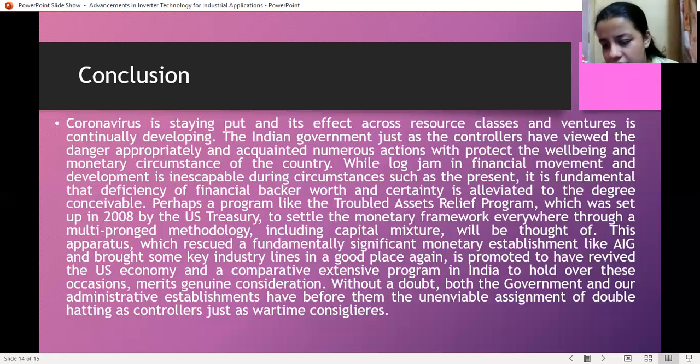Undoubtedly, both the government and our regulatory institutions have before them the unenviable task of dual handling the mutual funds and also the banking sector. So the banking sector and mutual funds are in no way different. They are actually quite similar and they're related to each other. But mutual funds have more investors and a good amount of return, and the banking sector is a part of everyone's life.